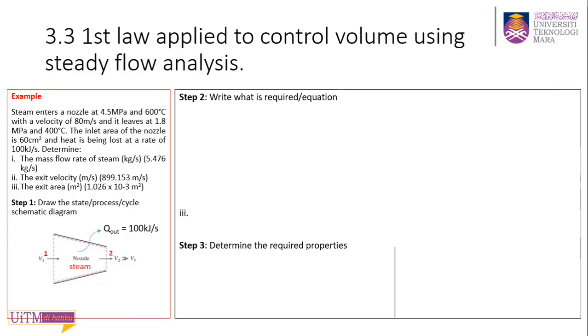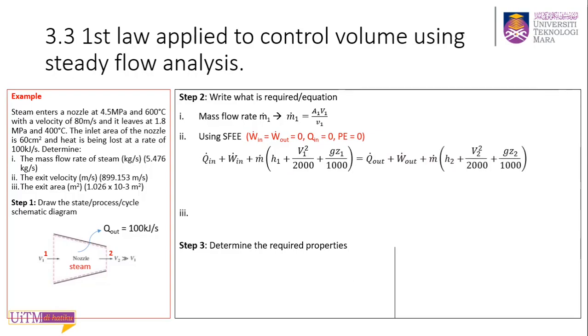For step 2, to solve for mass flow rate, we will use the mass flow rate equation. To solve for exit velocity, we will apply the SFEE and remember to list down the conditions given in the question. Start with writing the general equation and then only cancel the terms based on the conditions given. Rearrange the equation to find the exit velocity. Now for the third item, the exit area, since the mass flow rate is the same, we will also use the mass flow rate equation, but this time at state 2.